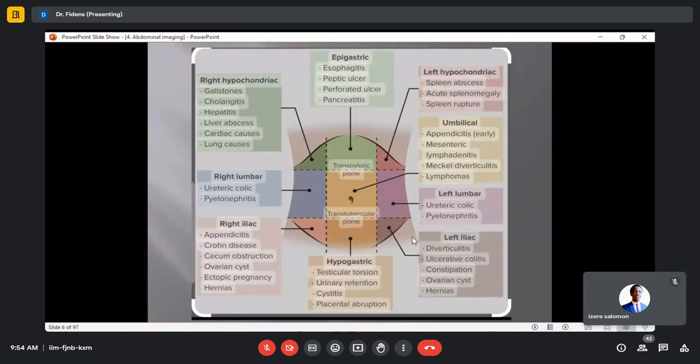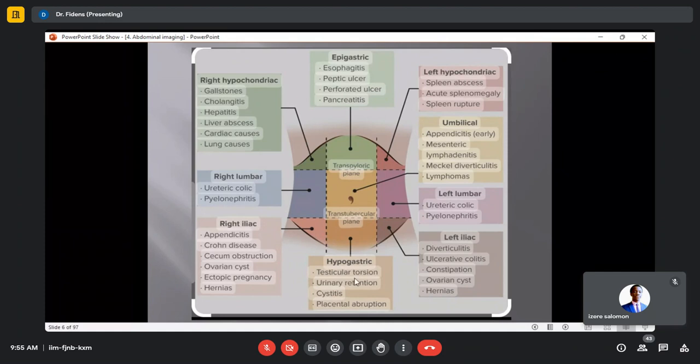For the left, that was right iliac fossa. For the left iliac region now, you can think of diverticulitis, involving especially the descending colon. Ulcerative colitis, still involving the descending colon. Those are the most common location of these diseases. Constipation, ovarian cyst, as on the contralateral side, and even hernia.